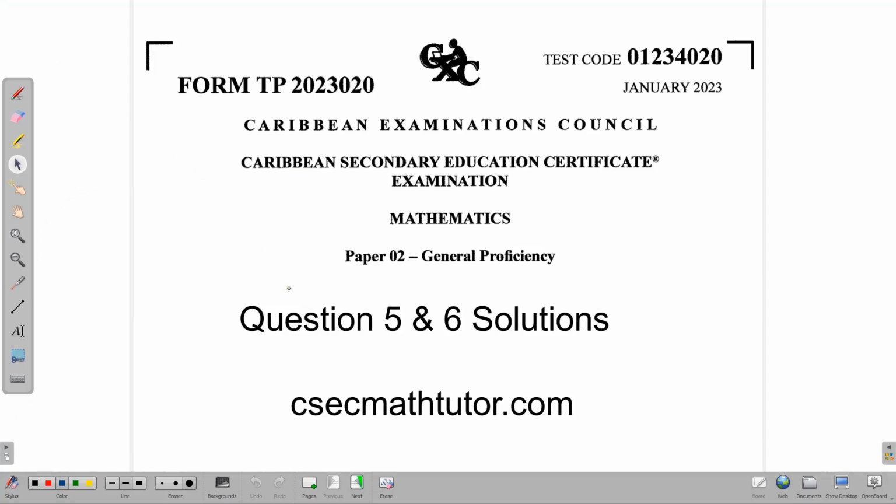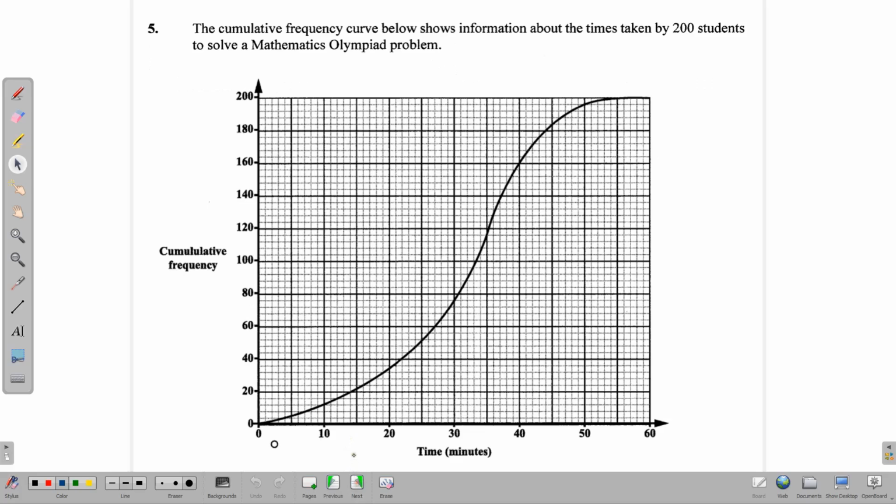In this video, we're going to be looking at the solution for question 5 and the solution for question 6 of the Mathematics January 2023 paper for CSEC. And we begin by looking at question 5.